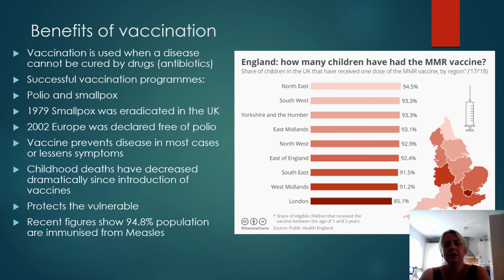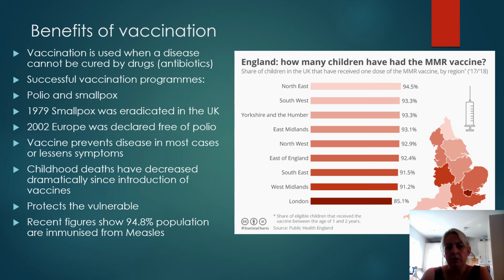There are many benefits of vaccination. It can be used when a disease cannot be cured using other drugs. Successful vaccination programmes have been polio and smallpox. In 1979, smallpox was eradicated completely in the UK. In 2002, Europe was declared free of polio. Vaccines prevent disease in most cases or lessen the symptoms. Childhood deaths have decreased dramatically since the introduction of vaccines.